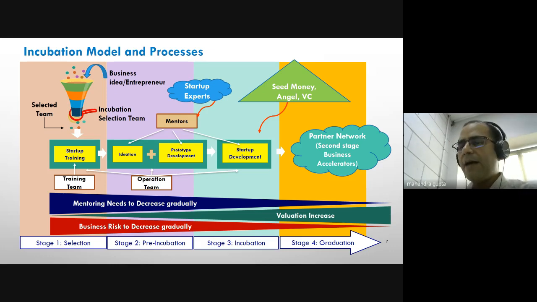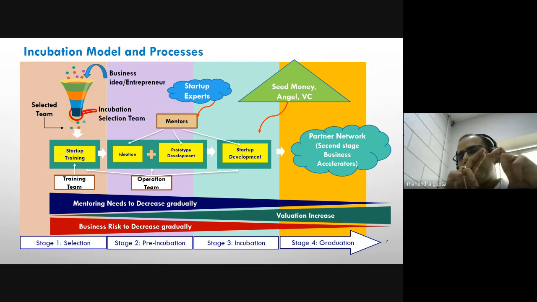Right? So what's happening in this? Look at the bottom, this is a general typical slide I have shared with you. Look at the bottom slide, right? You find that the mentoring needs decrease gradually. The moment you start the venture today, you may have a lot of questions today, but down the line this declines. So your mentoring requirement is declining down the line. And if this is not happening, it means you are not learning and you are not growing.